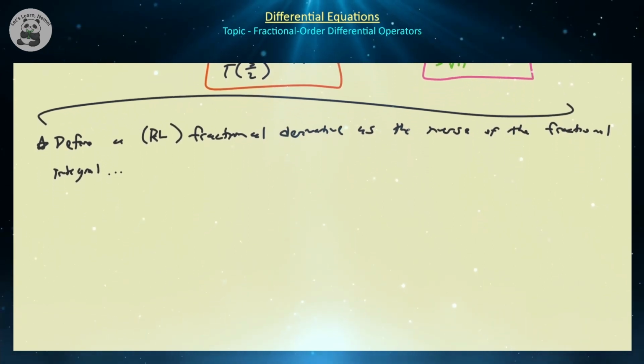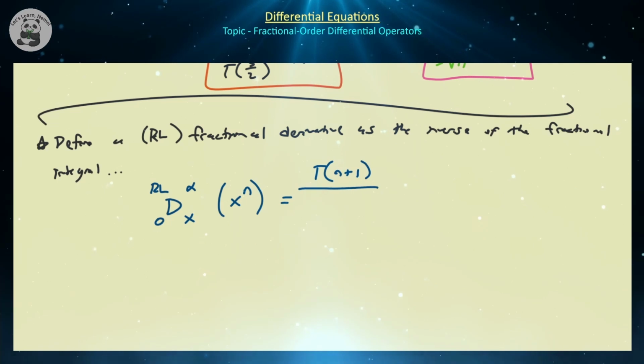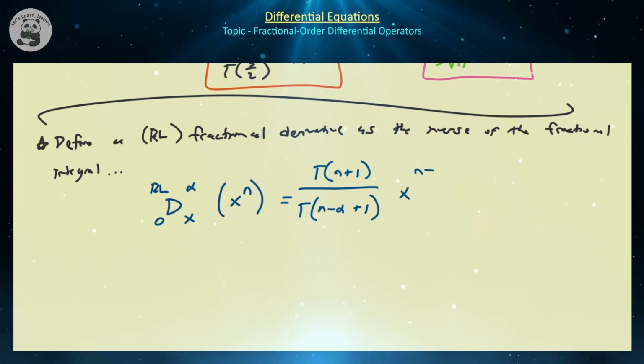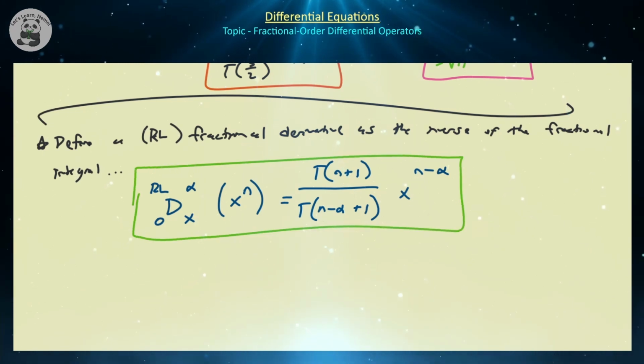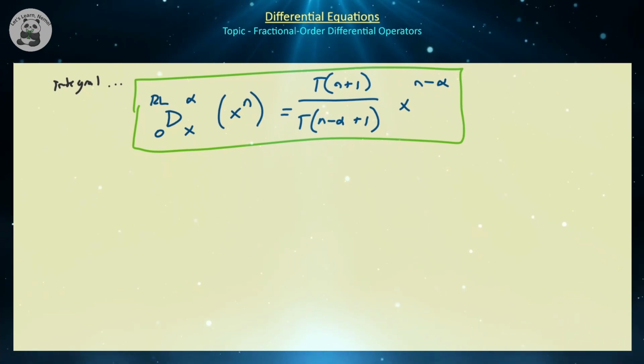So if I want to define the Riemann-Liouville fractional derivative of order alpha, and still that base point would have to be 0 if we were to extend it, then this would be equal to what? That's going to be equal to gamma of n plus 1 still, because that doesn't depend on alpha. And over here we're going to have gamma of n minus alpha plus 1, and then x to the n minus alpha, right? And that would be your power rule for Riemann-Liouville fractional derivatives. So let's just do a quick example of that.